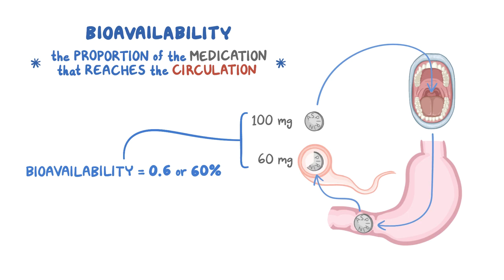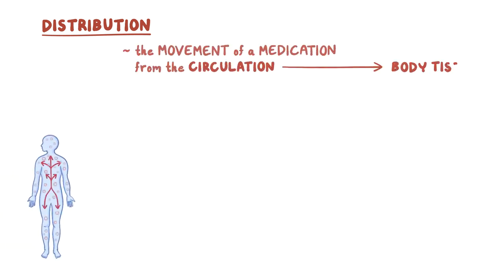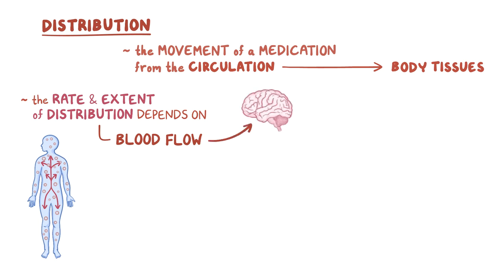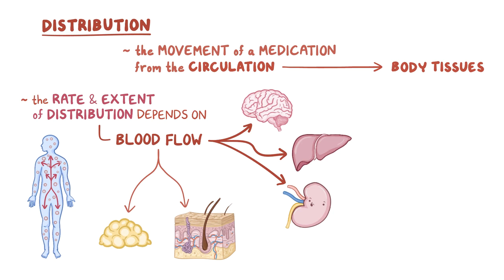Alright, so once the absorption has been completed, we're ready for the distribution of the medication. Distribution is the movement of a medication from the circulation into the body tissues. Once again, the rate and extent of distribution depends on several factors. One of them is blood flow to different tissues. Medications will be more rapidly distributed to body tissues that receive large amounts of blood flow, like the brain, liver, and kidneys, and less to the tissues with poor blood flow, like the skin and adipose tissue.